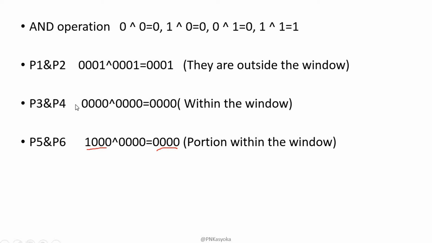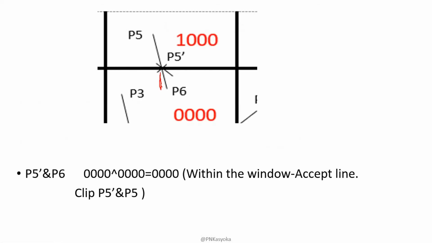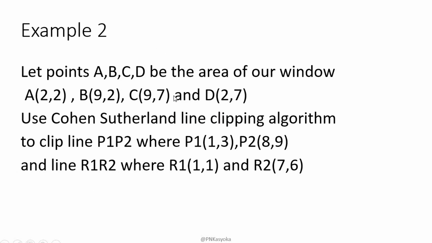Now, P3, P4 tells us that the line is within the window. P5, P6 tells us that the line partially lies within the window, and therefore that line would require clipping, as shown here. You can clip this segment where we have P5 to P5 dash, so that we can remain with P5 dash and P6. So that segment is what we are concerned with.